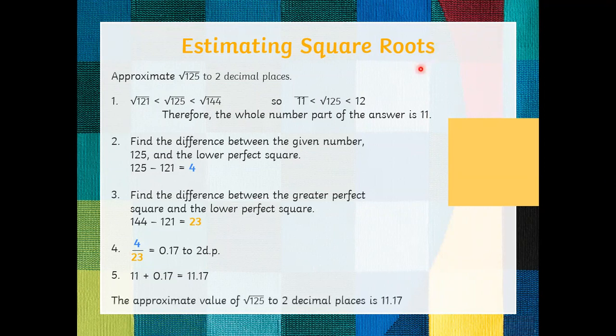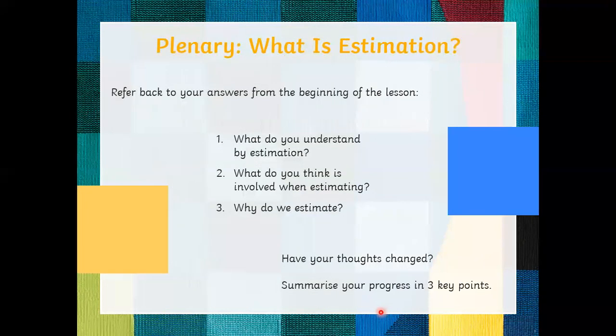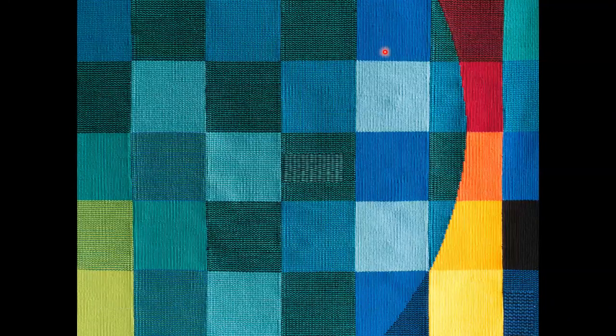Let's move on. Okay, here we go. The approximate value of the square root of 125 to 2 decimal places is 11.17. Refer back to your answers from the beginning of the lesson. What do you understand by estimation? What do you think is involved in estimating? And why do we estimate? Have your thoughts changed? And summarize your progress in 3 points. And that is the end of today's lesson.